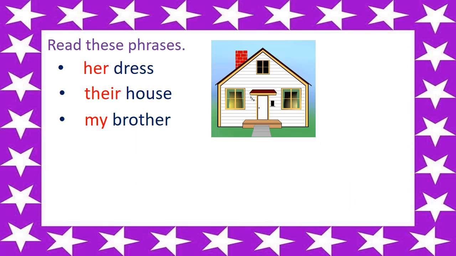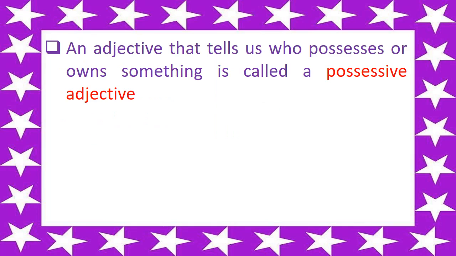Now let us read these phrases. Her dress, their house, my brother. So students, the highlighted adjectives tell us who owns something. So an adjective that tells us who possesses or owns something is called a possessive adjective.